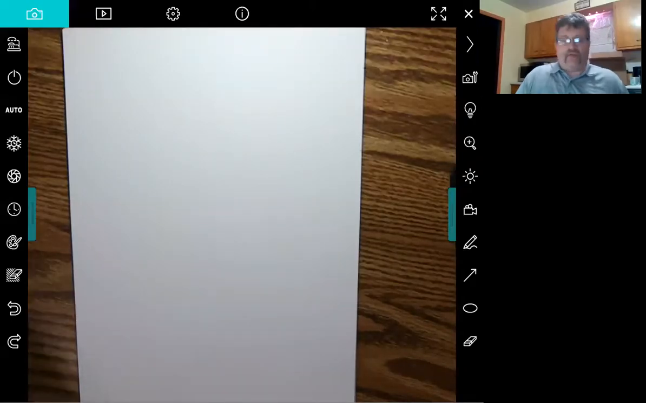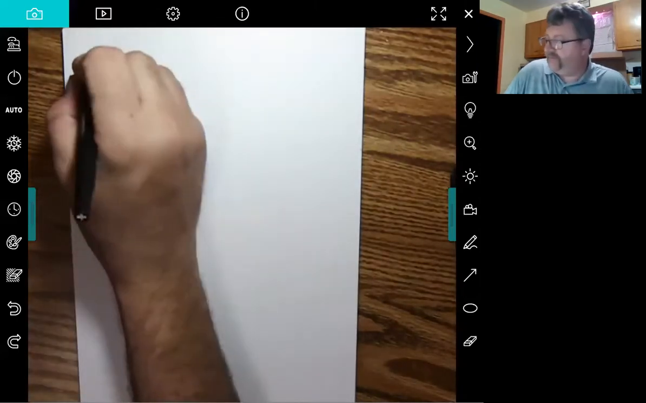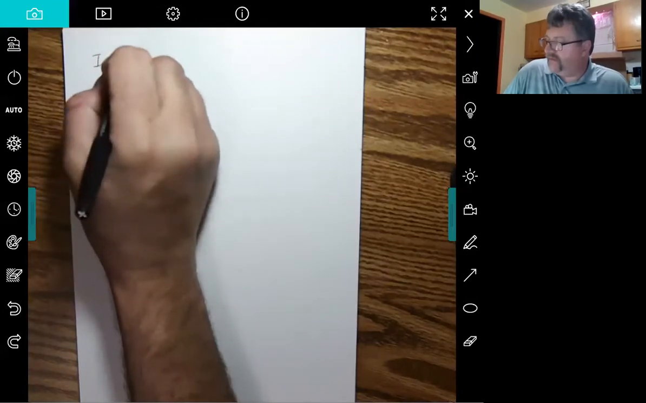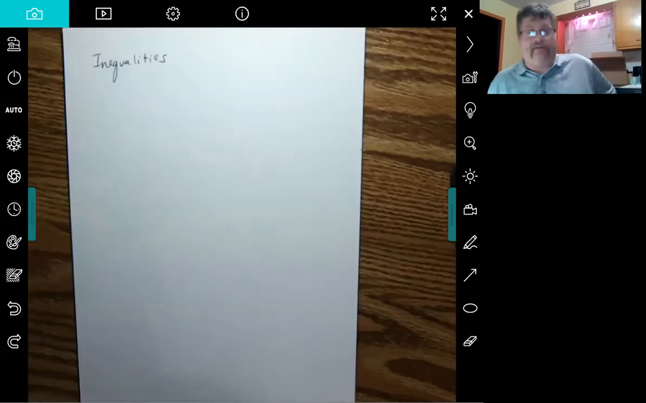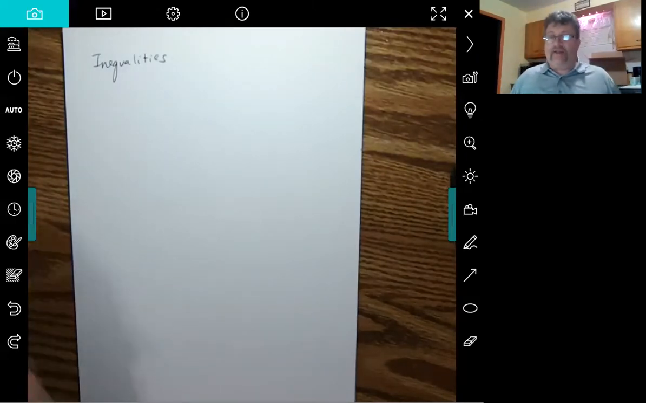Okay, we've done a lot with equations. We need to talk a little bit about linear inequalities. Something other than an equal sign is an inequality. So a greater than, a less than, a greater than or equal, less than or equal.